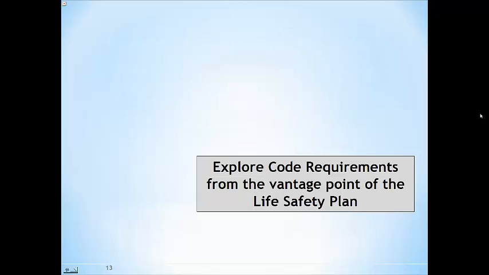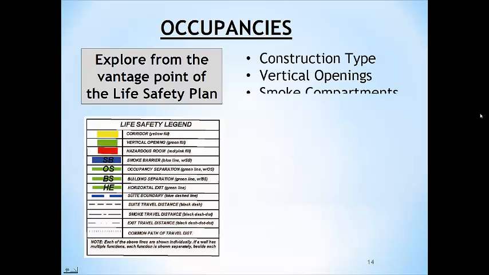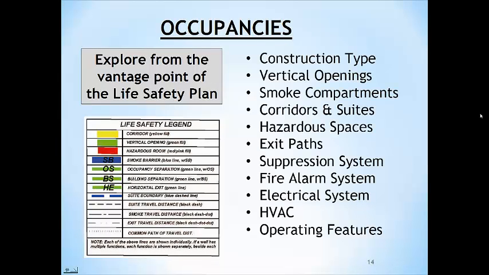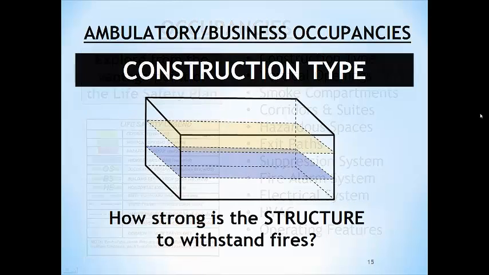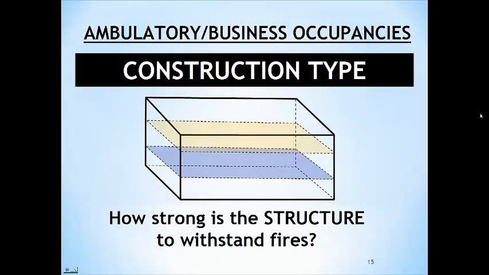What we're going to do when I'm going over these various slides is that we're going to be exploring all the requirements according to the life safety plan that you may have. So we'll get into that a little bit more. And we're covering the different occupancies. We'll be covering all of these different types in each one of the elements and the topics of it. Start with construction type on ambulatory and business occupancies.